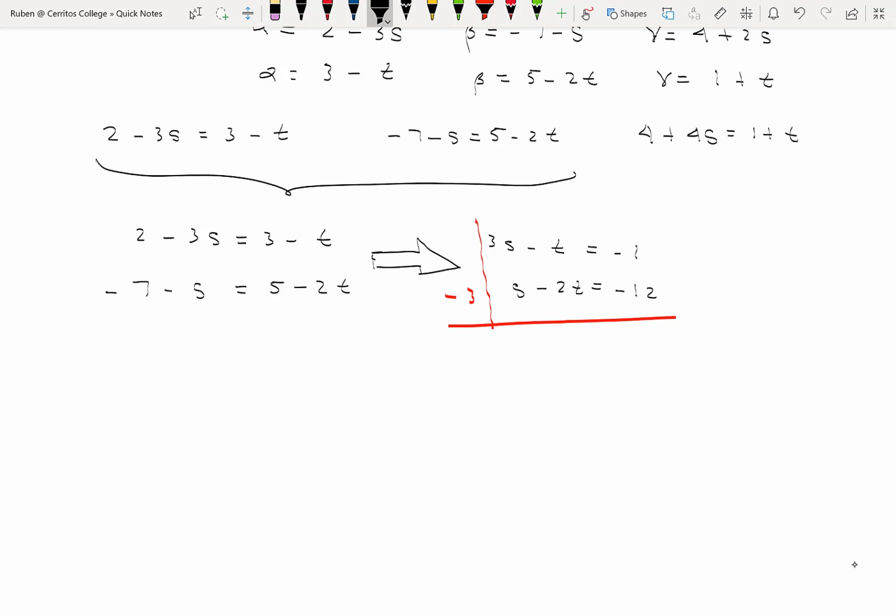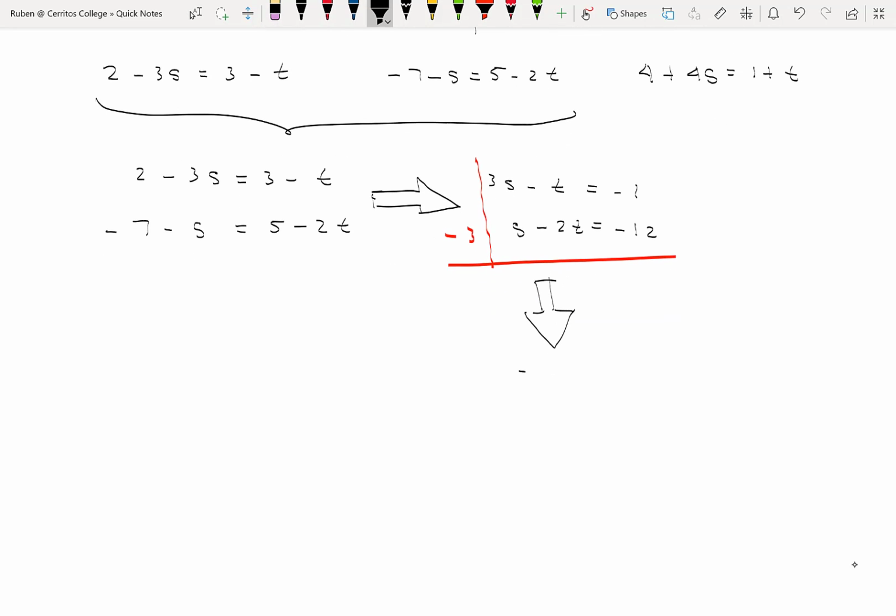So if I do that, I'm going to get 3s minus t equals negative 1, and multiplying the second equation by negative 3 gives negative 3s plus 6t. If you want to do a different method, you can stop the video and do it on your own, or you can just continue on. Now I'm going to add these two equations together. The s's cancel, whole idea. So 5t equals 35.